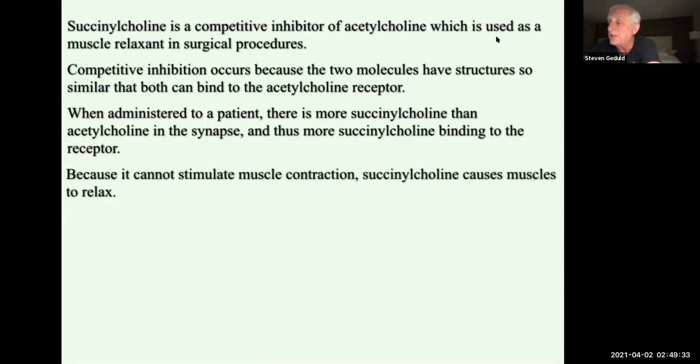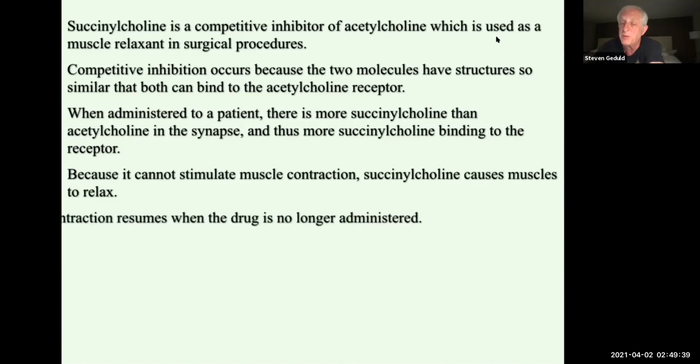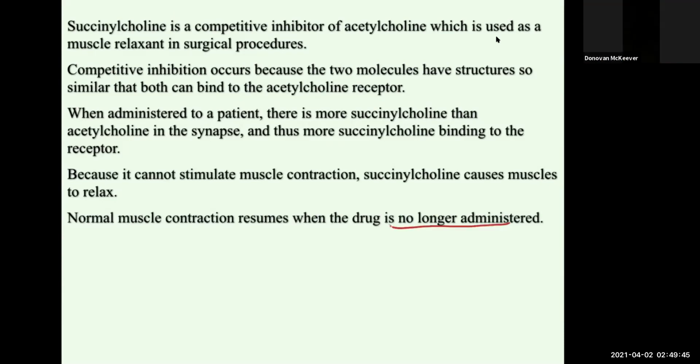It cannot stimulate muscle contractions, since acetylcholine causes muscles to contract and they just can't move. You basically paralyze a person. Normal muscle contraction resumes when the drug is no longer administered. It gets flushed out of the system with time, and then the acetylcholine takes back over.